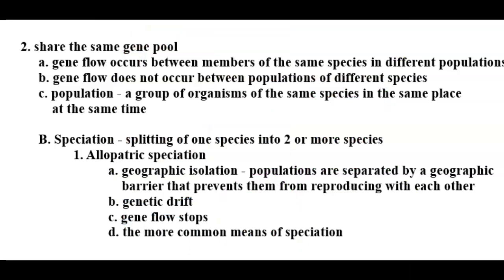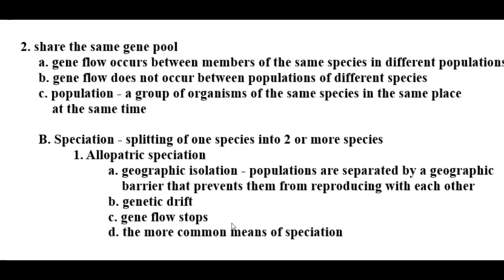So if they're in the same species, they'll produce offspring that are able to produce offspring. Also, the same species are always going to be sharing the same gene pool. Gene flow is going to occur between members of the same species in different populations. Gene flow does not occur between populations of different species. Make sure you know what a population is? It's just a group of organisms of the same species, in the same place, at the same time.